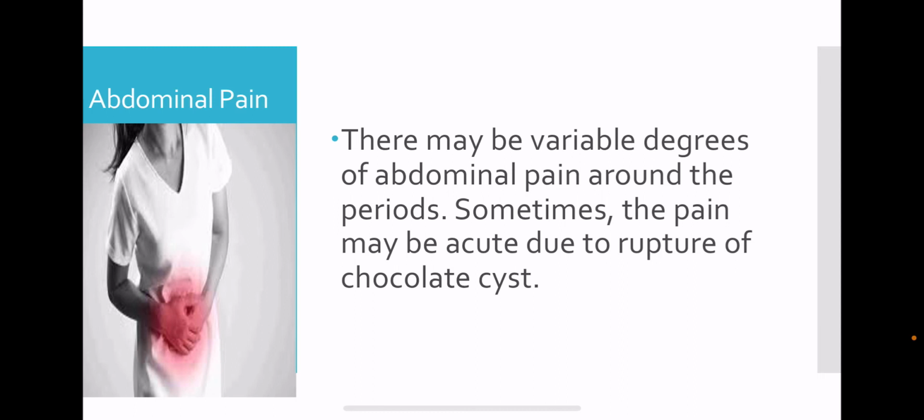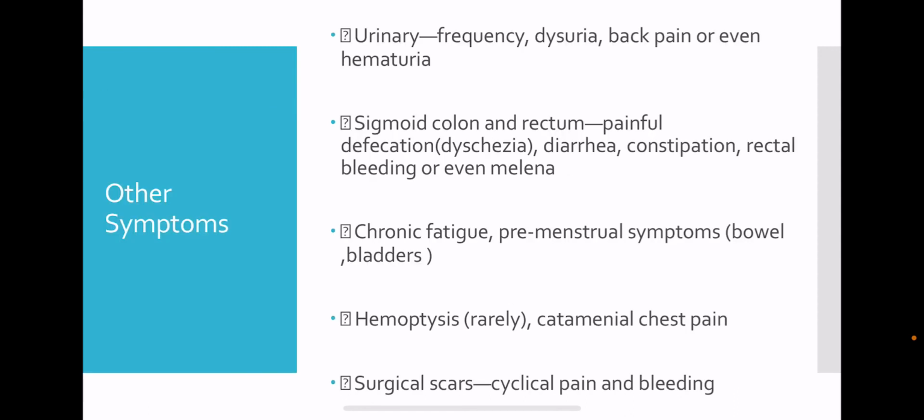Now we are going to discuss the abdominal pain. There will be a variable degree of abdominal pain around the periods. Sometimes the pain may be acute. Why is there acute pain? It is because of the rupture of the chocolate cyst. The chocolate cyst is found in the ovaries. When there is a rupture of the chocolate cyst of the ovary, there is acute pain of the abdomen.